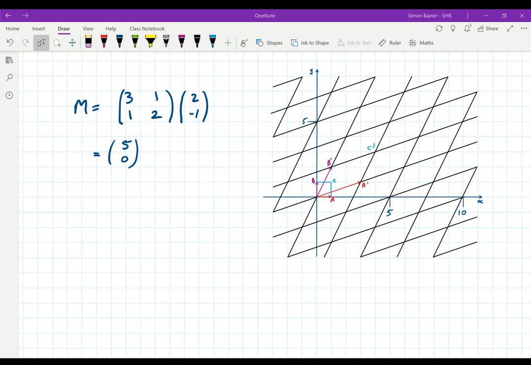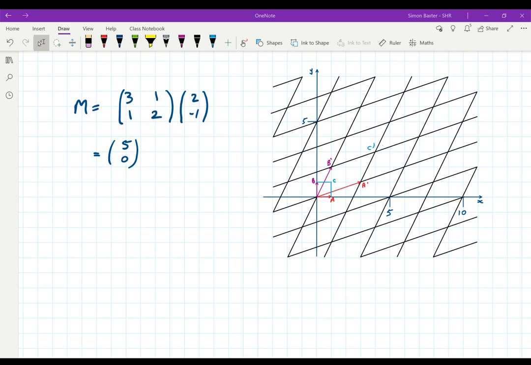We all know that the area of this little square is 1. I know that the area of this parallelogram is 5. And I'll let you into the secret of that later in this video. So each small square becomes a parallelogram of area 5.